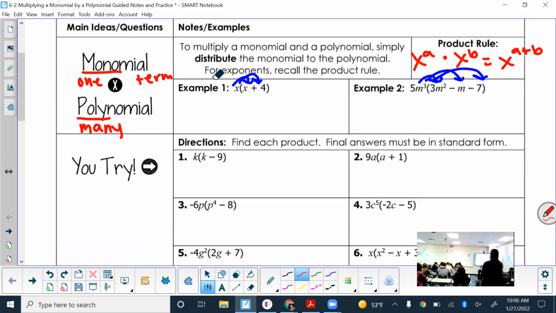So let's look at example 1. First, we distribute, and then just take it 1 part at a time. What's x times x? X squared is correct. Earlier, my student said 2x, so if you thought that, make sure you use your product rule on your variables. So x to the first times x to the first equals x to the 1 plus 1, so x squared. All right, and then what's x times 4? 4x, and it's positive, so put plus 4x.